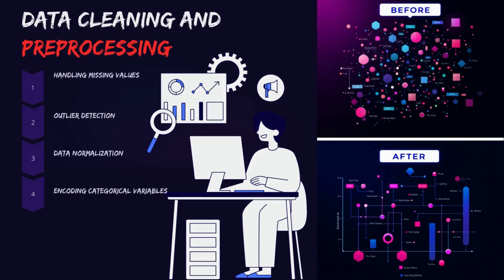Handling missing values. Decide whether to remove, impute, or flag missing data points. Outlier detection. Identify and handle anomalies that could skew analysis. Data normalization. Scale features to a common range to ensure fair comparison. Encoding categorical variables. Convert categorical data into numerical format for machine learning algorithms.